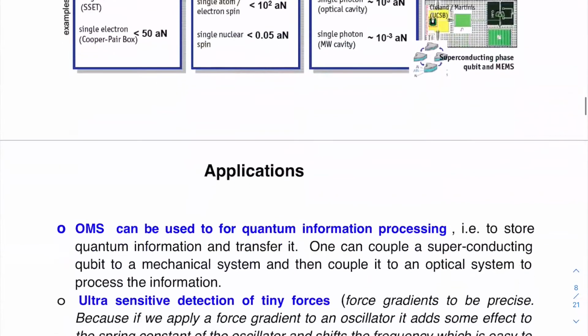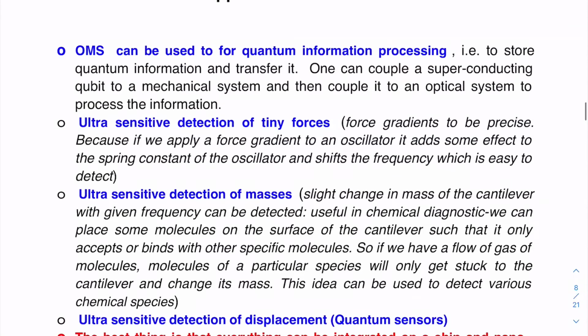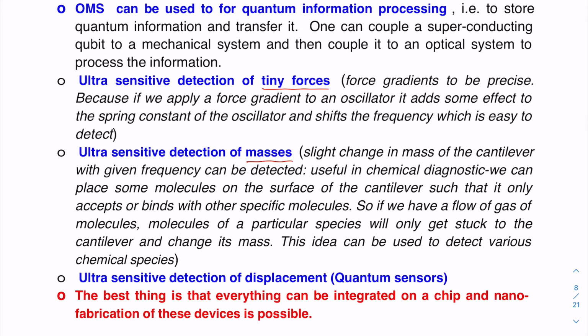Okay, now there are various applications we talked about. One is so-called quantum information processing, then ultra sensitive detection of very tiny forces, ultra sensitive detection of masses, and very sensitive detection of displacement. And the best thing is that everything can be integrated on a chip, and nanofabrication techniques are already available. So solid state systems in particular are mostly studied in this regard.